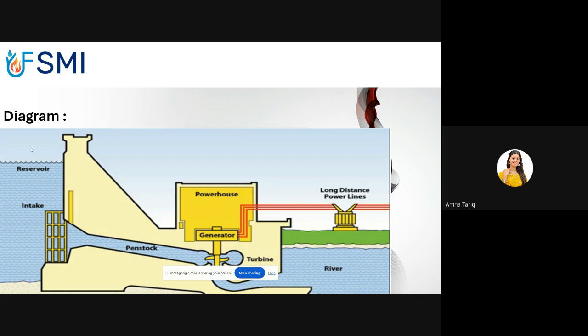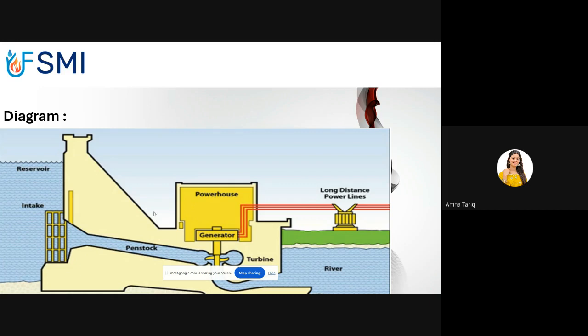And then next, this is a turbine. The penstock leads to the turbine. The high pressure water exiting the penstock strikes the blades of the turbine. Then the blades of the turbine spin. The turbine converts the kinetic energy of the moving water into mechanical energy.